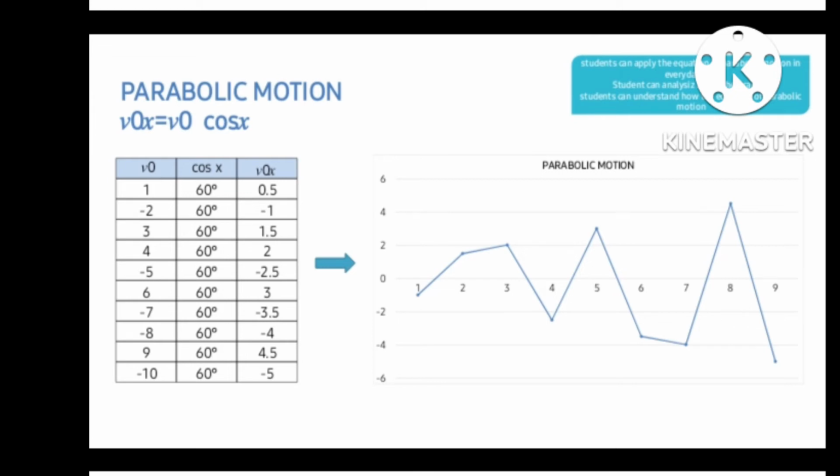From the result of the 10 parabolic motion values obtained, we can see that this graph goes up and down. And for the learning objective, students can apply the equation of parabolic motion in everyday life. Students can analyze the graphic. Students can understand the equation of parabolic motion.